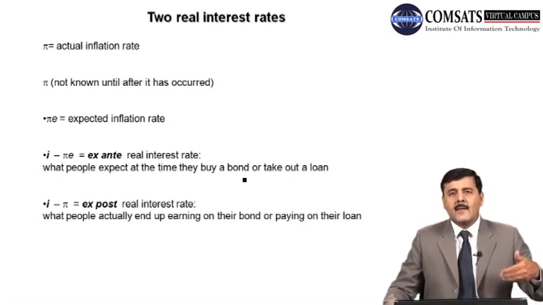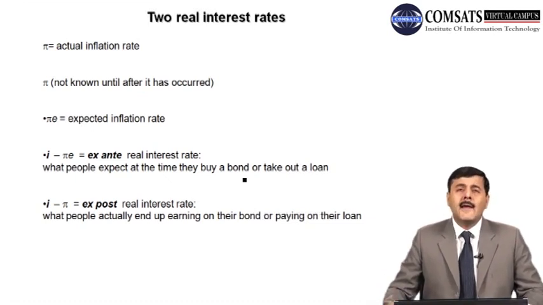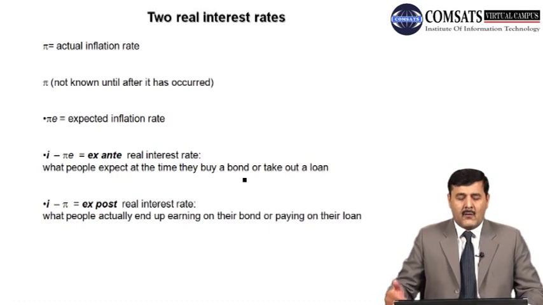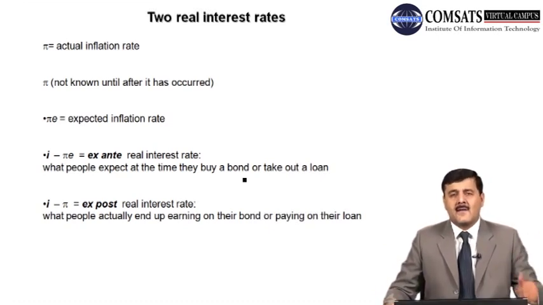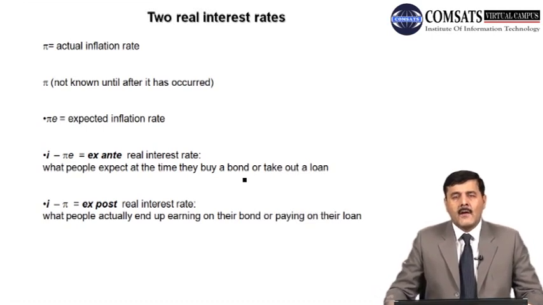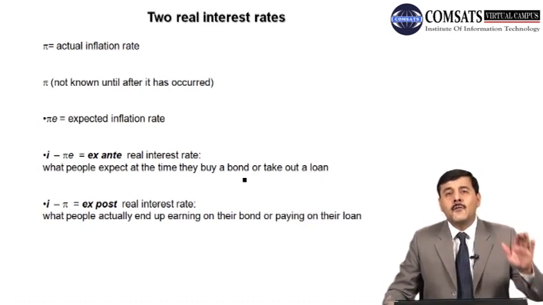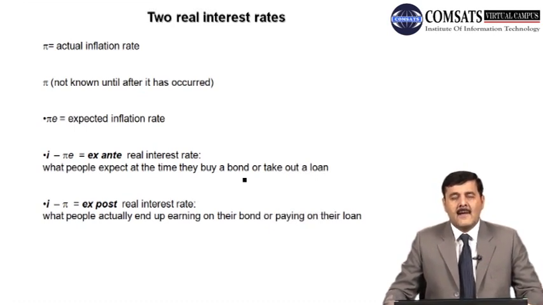So hume andaza nahi hota ke kitna actual inflation hoga economy mein unless it has occurred, right? Pi E is the expected inflation. Ye aisa inflation hai ke jiske bare mein log expect karte hain ke in future, agle saal, agle 6 mahine, this would be the inflation rate in the economy. So we have two different inflation rates in the economy. One is the actual inflation, jisko hum pi se denote karte hain. The other is expected inflation, right? Because of these two different inflation rates, we have two different real interest rates. The first one is i minus pi E, which is the ex ante real interest rate, what people expect at the time they buy a bond or take out a loan, right? So what would be the interest rate in the economy?